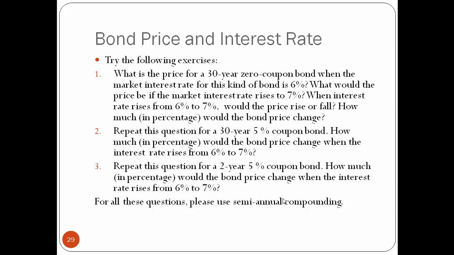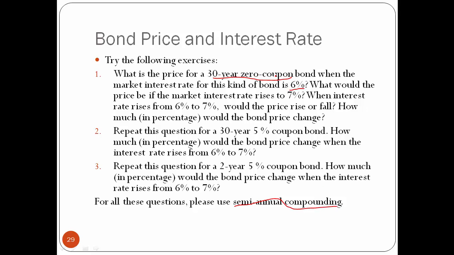After we introduce the valuation for bonds, for different kinds of bonds, including zero coupon bonds and annual payment or semi-annual coupon bonds, now let's take a look at the following questions. First, can you calculate the price of a 30-year zero coupon bond when the discount rate is 6%? And for these calculations, let's use semi-annual compounding, or say discounting.